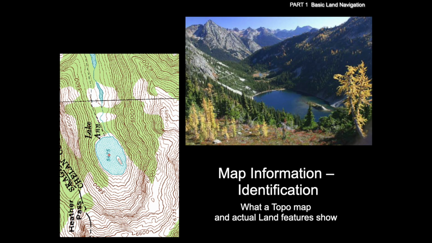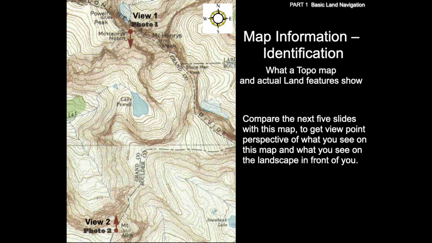Again, you've got on the left the topo version and what it looks like in real life on the right. Now you've got two different views here of the same location. View 1 is in the northern sector, and view 2 is in the south. We're about to go through a bunch of photos that show the different views. Feel free to pause the video to soak it in.